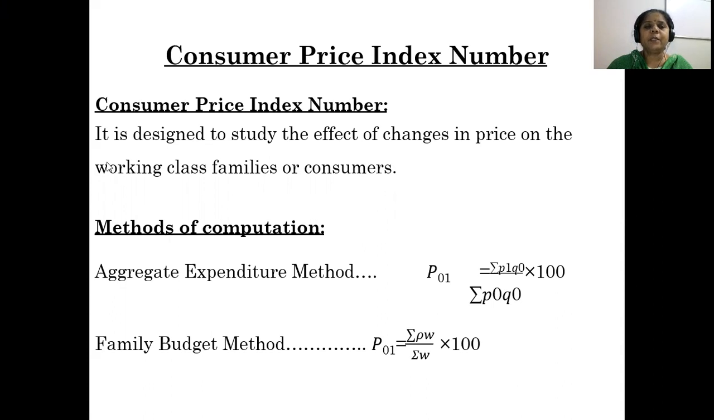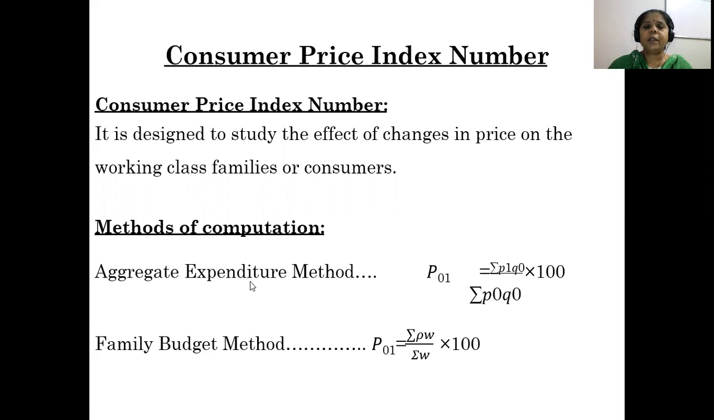For this consumer price index number, there are two methods for computing the index number. One is the aggregative expenditure method and the other is the family budget method. First, the aggregative expenditure method. This is the formula for calculating it: Sigma P1 Q0 divided by Sigma P0 Q0 into 100.